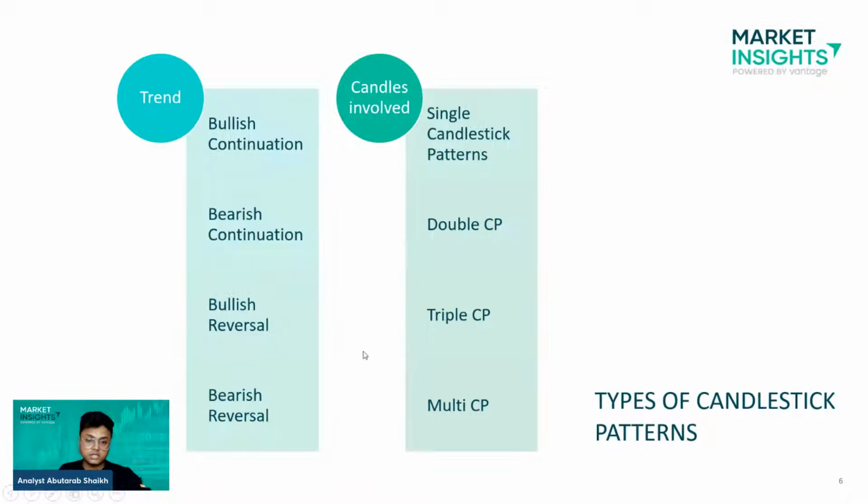Three candlestick patterns are required. Evening star, morning star, that is also a triple candlestick pattern. More than that, multi candlestick pattern. If more than three candlesticks are involved in forming a single pattern, then there are multiple candlesticks involved, right? So there are certain candlestick patterns which involve multiple candlesticks as well. That is very important. An example of it is the cradle pattern, J hook pattern, etc.